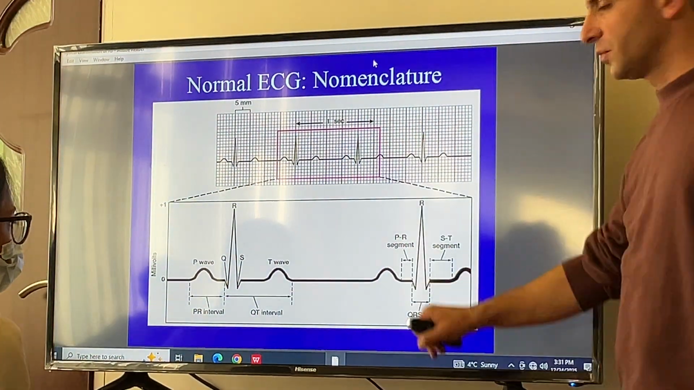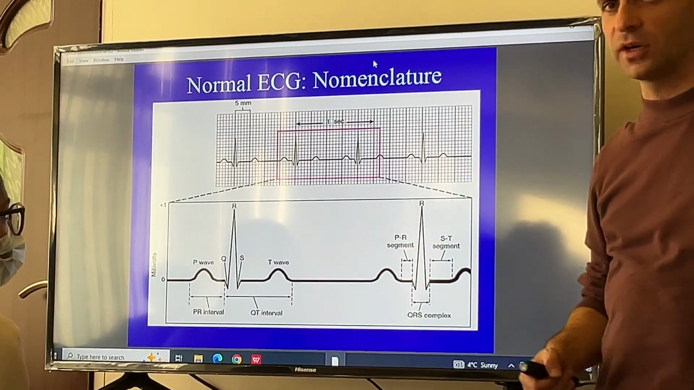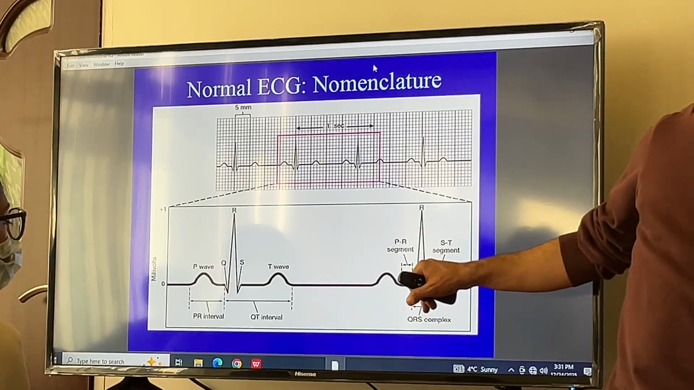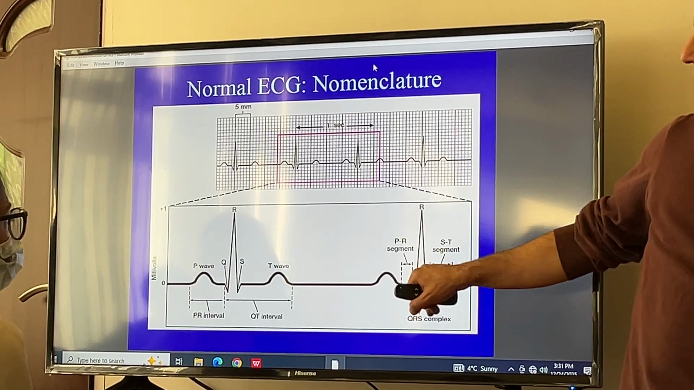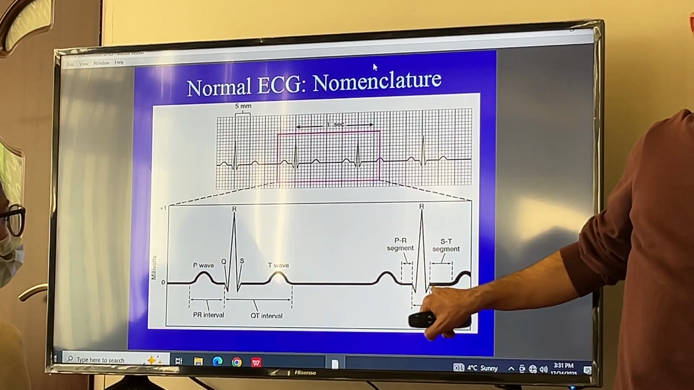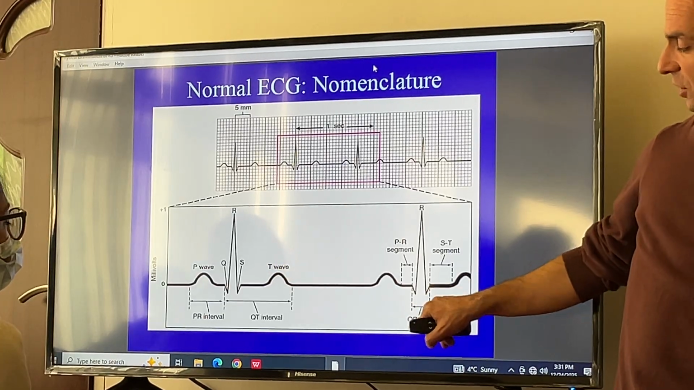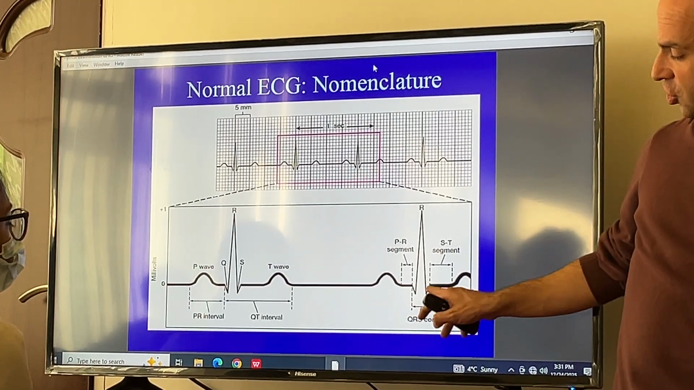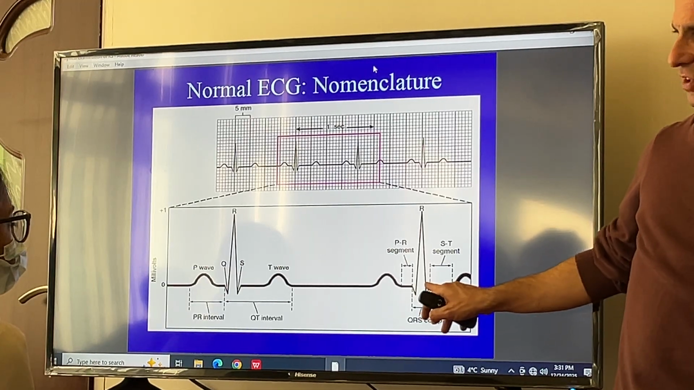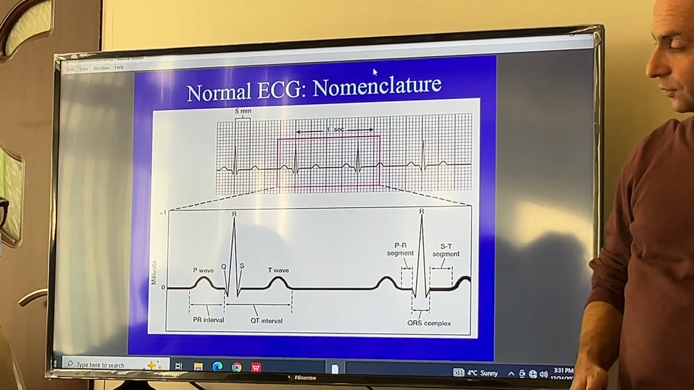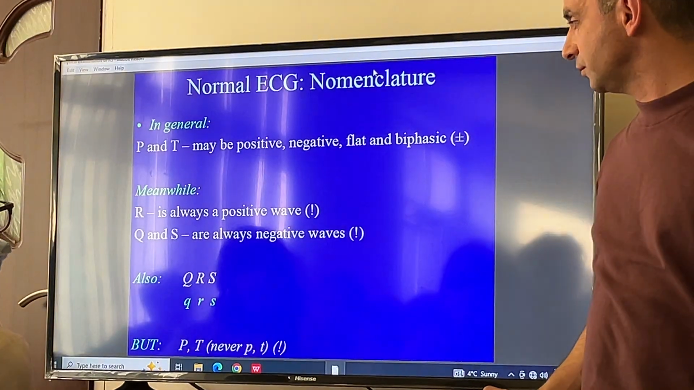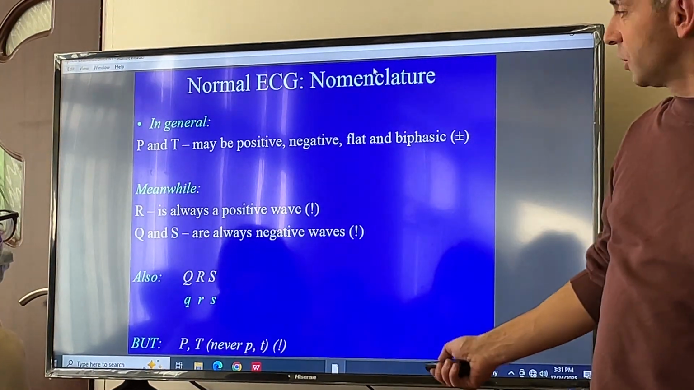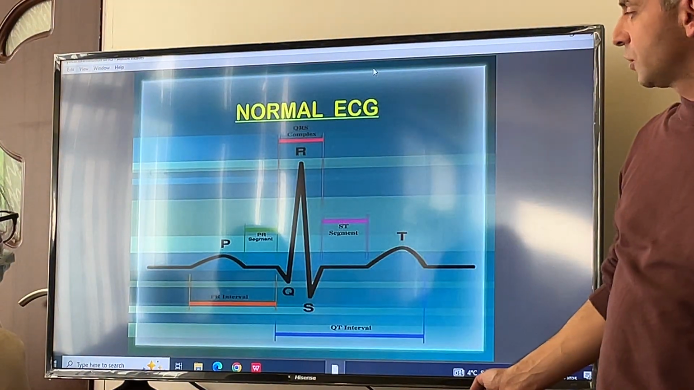ST segment is very important, especially in ischemic heart disease. Normally, it should be more or less on the baseline, because delta T usually is equal to 0. It is starting from the J point junction. J point is the end of QRS complex and start of ST segment. About this we have spoken. About this also we have spoken.